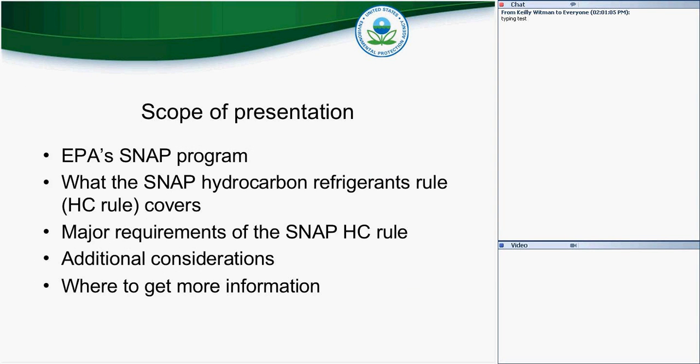So I'll talk just a little bit about the Significant New Alternatives Policy Program, the SNAP program. I'll talk a little bit about a recent rule that we issued related to hydrocarbon refrigerants and how that might affect you. I'll mention quite a bit about the major requirements in that rule, and then maybe a few words about some other things to think about if you are considering buying equipment using hydrocarbon refrigerant.